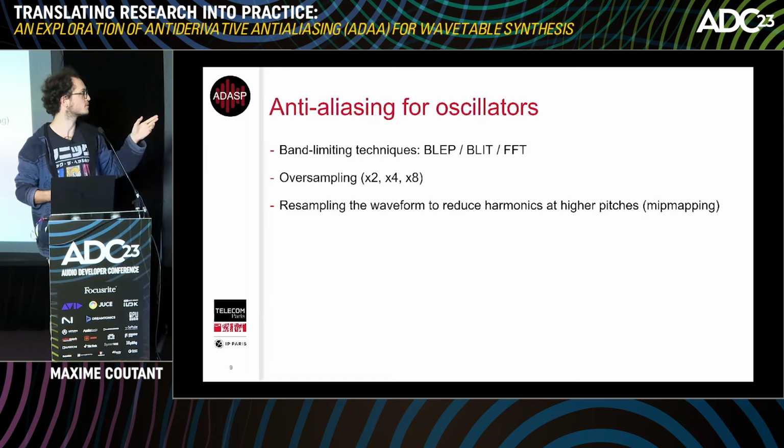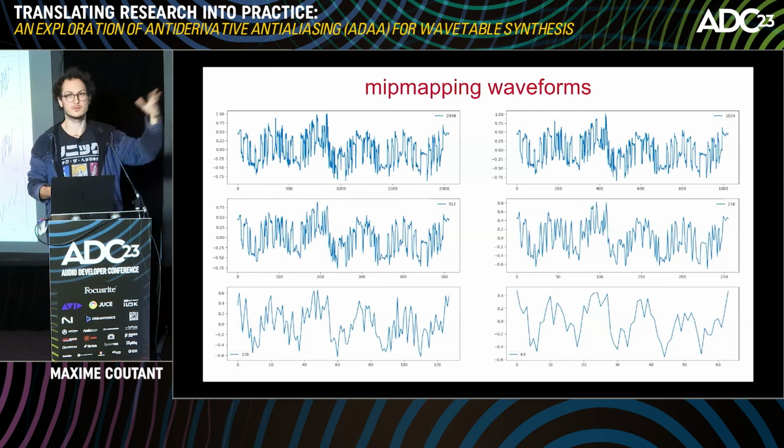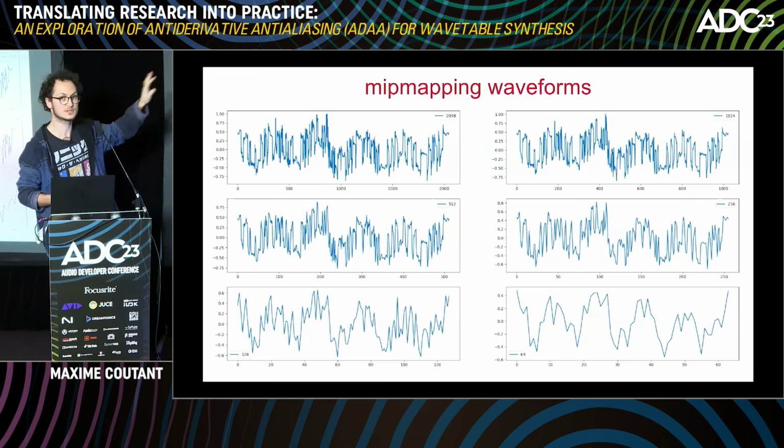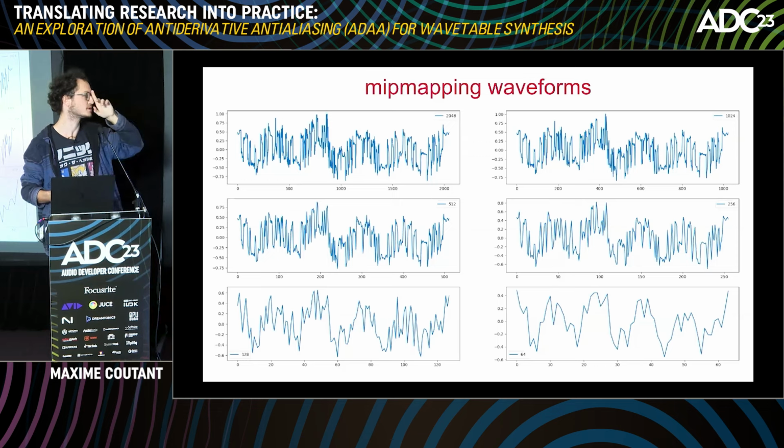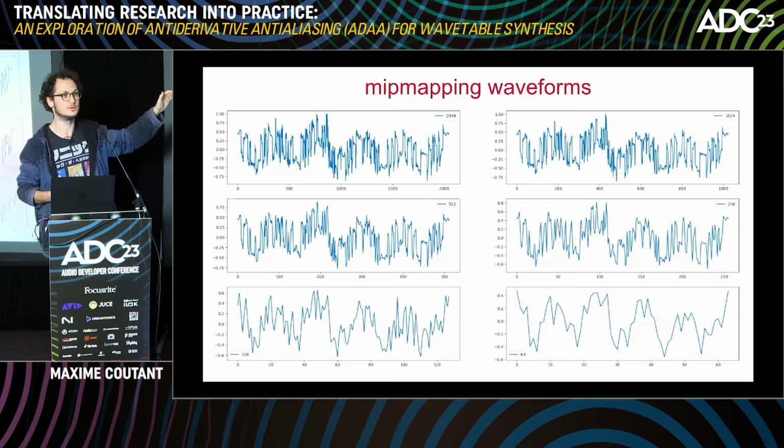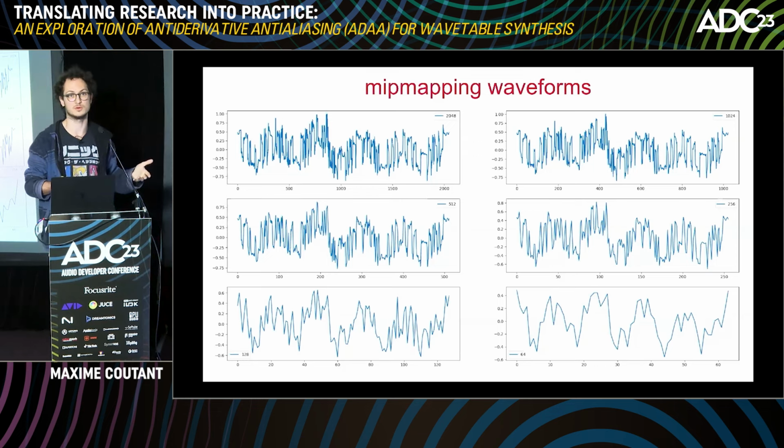If you try to illustrate what MIP mapping looks like, here is a waveform, and on the top left, you've got the original waveform with 2048 points, and then you have the same waveform downsampled here by a factor of 2 several times to get the same waveform, but with fewer points each time.